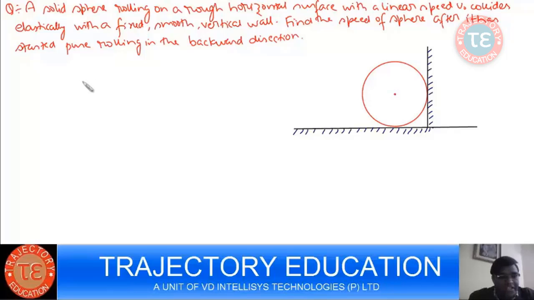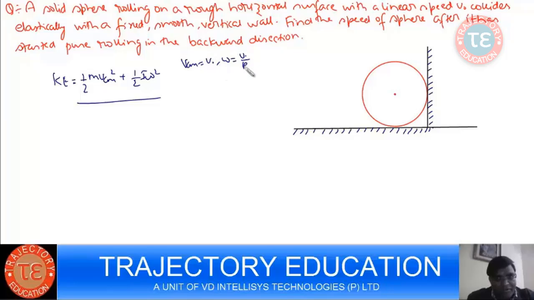And how do you define K of a rolling sphere? K of a rolling sphere is K of translation and K of rotation. Since it is an elastic collision, K will get conserved. So K before collision and K after collision are going to be the same. Before collision, your VCM was v0, and omega is going to be v0 by R.